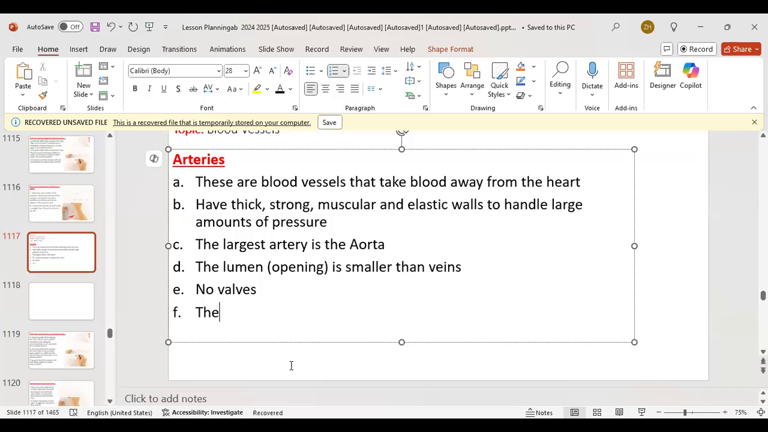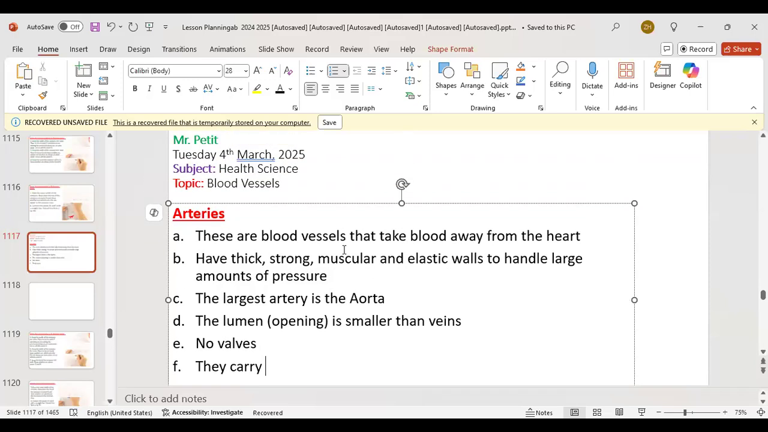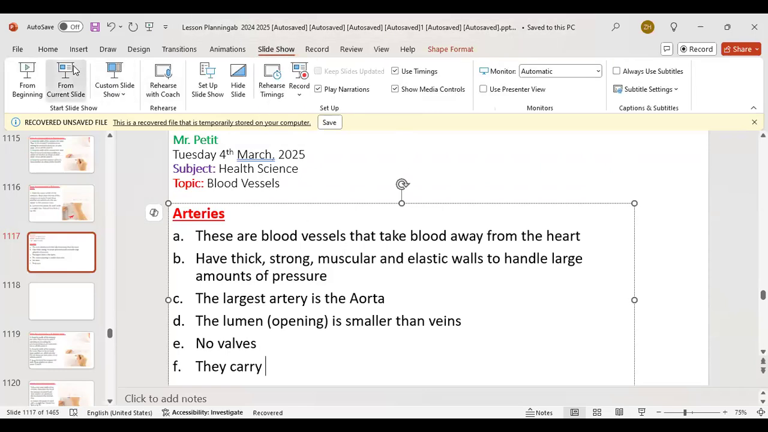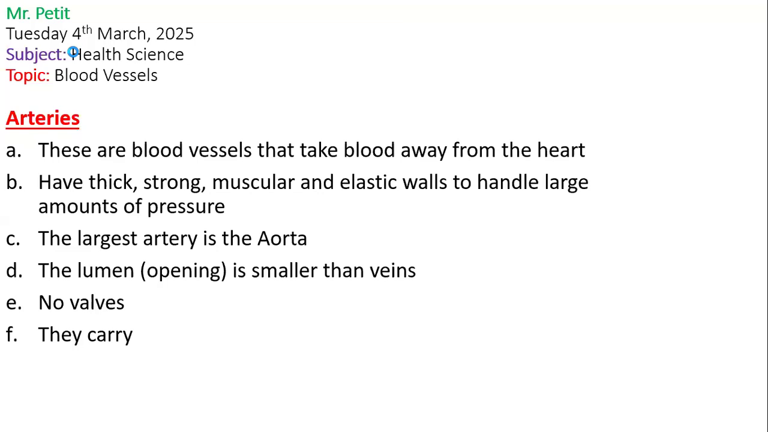What type of blood do arteries carry? Oxygenated, deoxygenated, or both? All right, in the chat, if you think they carry oxygenated blood, put O. If you think they carry deoxygenated blood, put D. What type of blood do arteries carry?